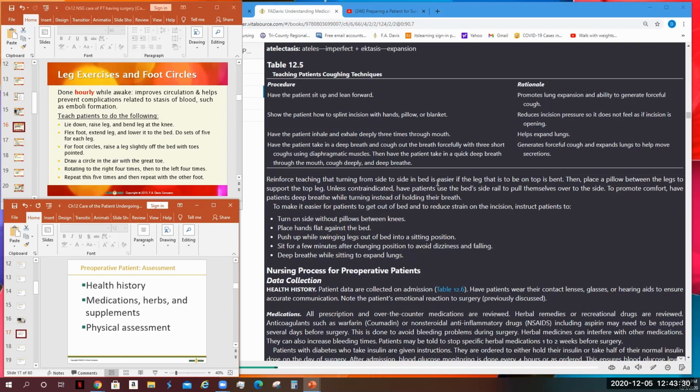Have the patient inhale and exhale deeply 3 times through the mouth. This helps expand lungs. Have the patient take in a deep breath and cough out the breath forcefully with 3 short coughs using diaphragmatic muscles. Then have the patient take in a quick deep breath through the mouth, cough deeply, and deep breathe.